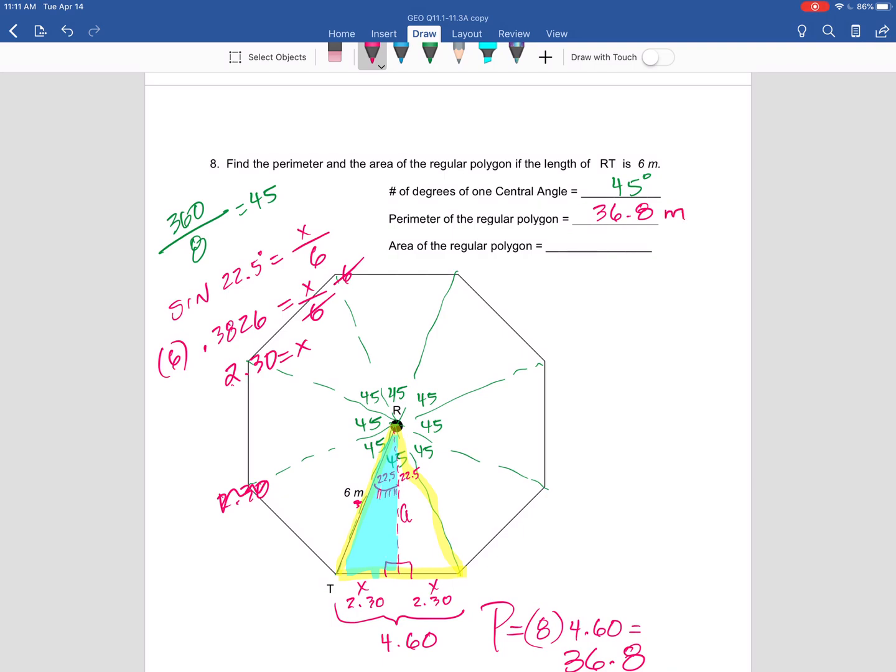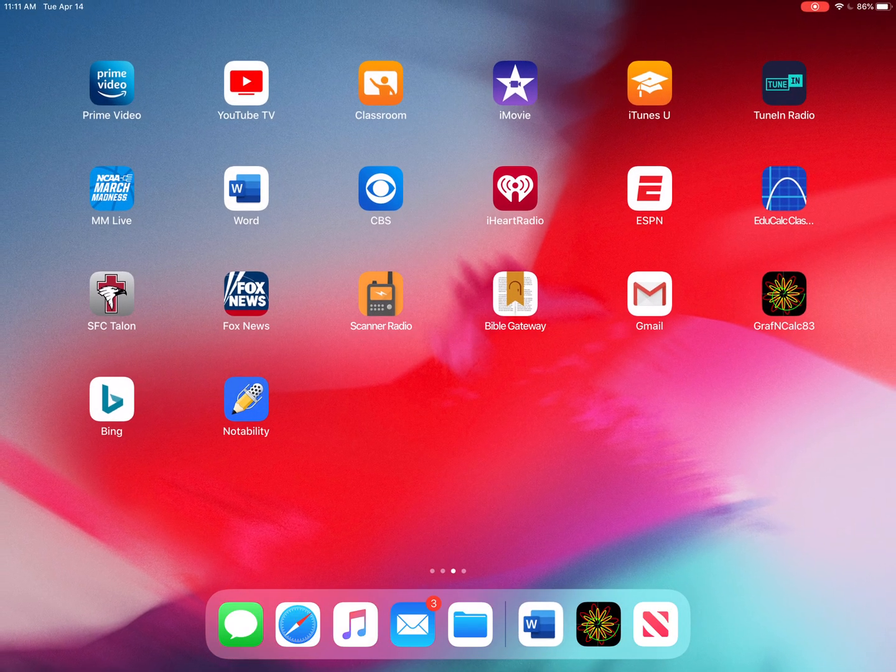We need to figure out that apothem. Let's get that apothem. You could do Pythagorean theorem, or you could do a trig. I tell you what, let's do Pythagorean theorem. We haven't done that in a while. Okay, here we go. Look at the blue triangle. I see 2.30 squared plus a squared equals 6 squared. Okay, Pythagorean theorem on the blue triangle.